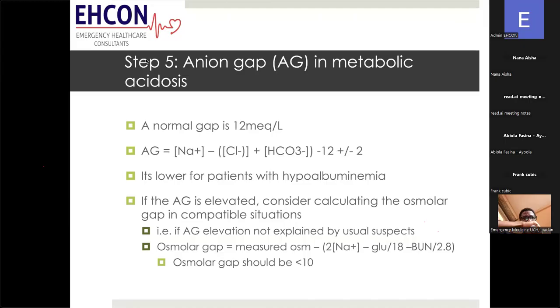I'm talking about the ones we see here, the iStats or the GEM 3500. I tend to basically ask for a proper chemistry from the lab. I don't usually use the chemistry panel that comes from our point of care tests.